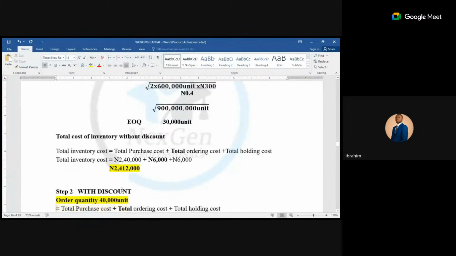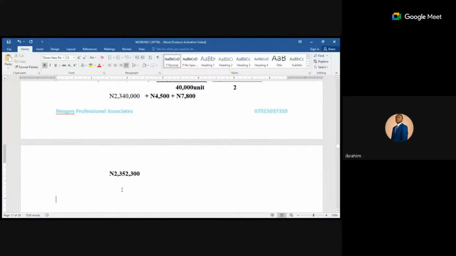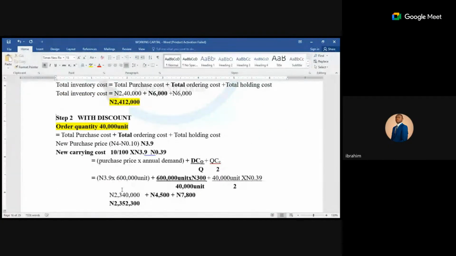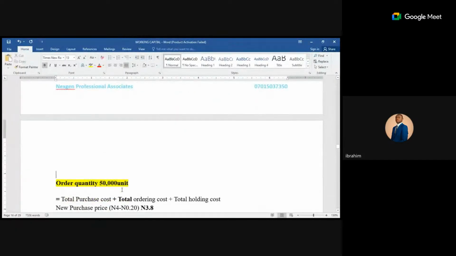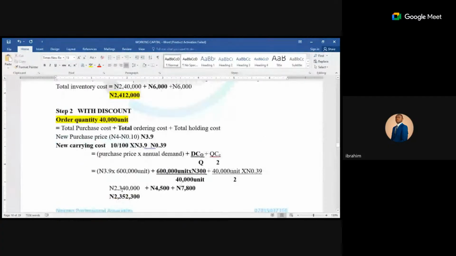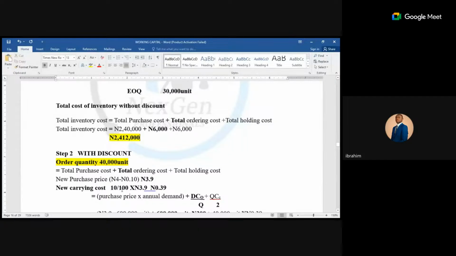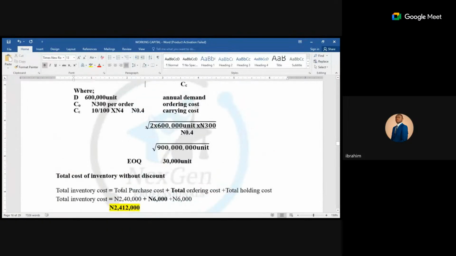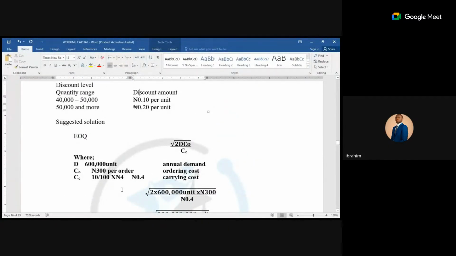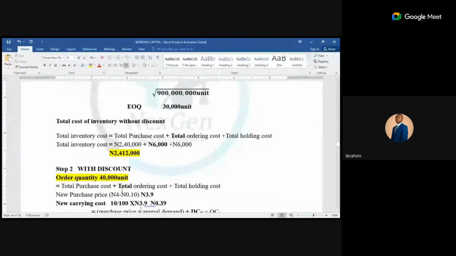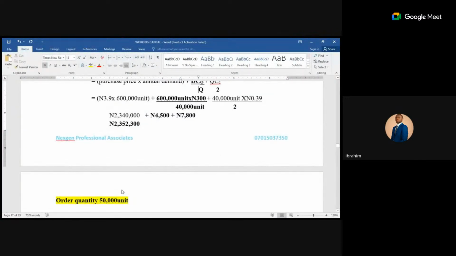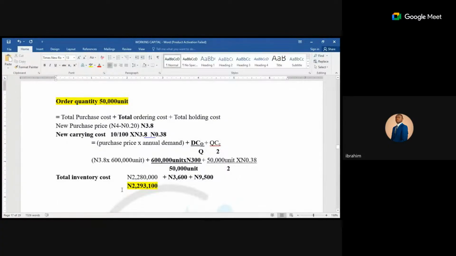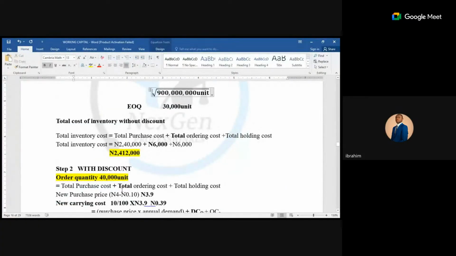Looking at the costs, which one will you advise the management? Looking at the cost, which one is lower? Can we check it out? Okay, let's check. Without discount, you will have this for 600 units, right? For 600 units without discount. With discount, you will have this, 2,352,000. Then we have this. So which one has the lowest cost? At 50,000 units, this is 2,041,000.